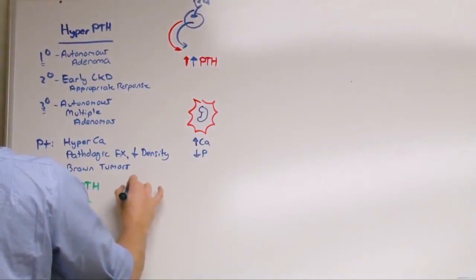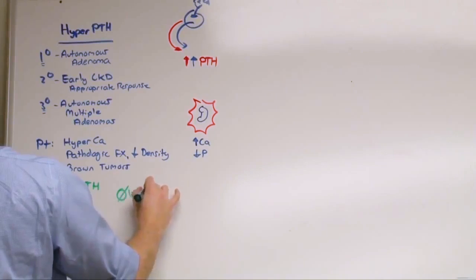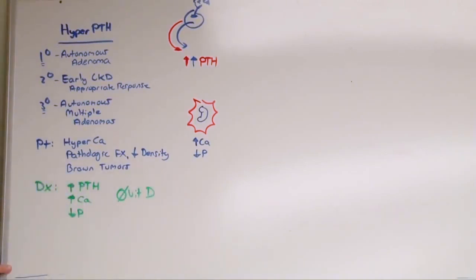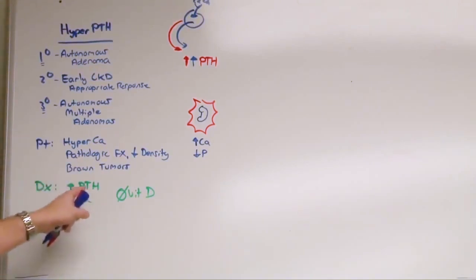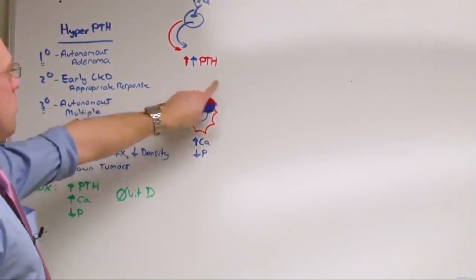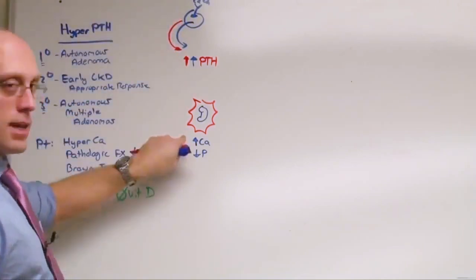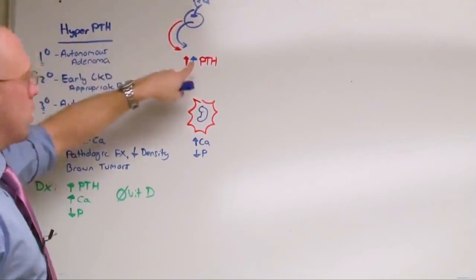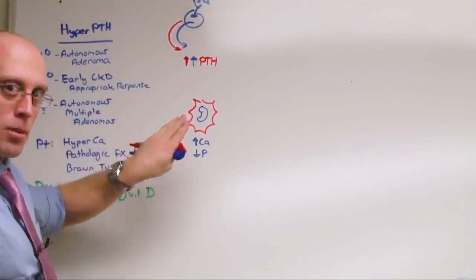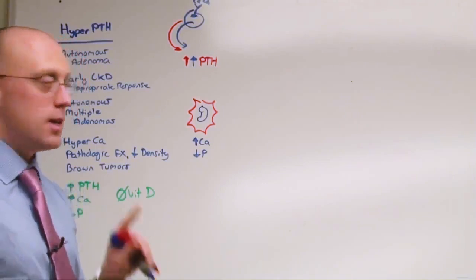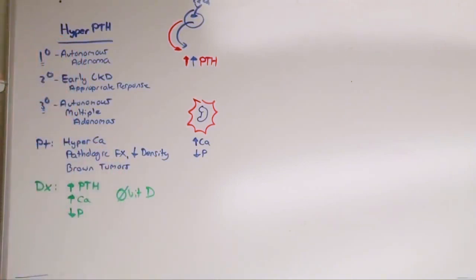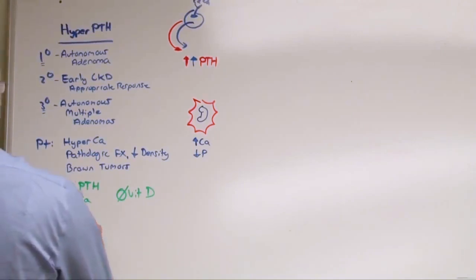You do not need a vitamin D to diagnose hyperparathyroidism. Hyperparathyroidism is an elevated PTH, elevated calcium, and a low phos. Why is that? Because there is an autonomous production of parathyroid hormone by the parathyroid gland that leads to an elevated calcium. And instead of turning off, more parathyroid hormone is made anyway. Here's how you differentiate primary, secondary, and tertiary. You get a sestamibi scan.